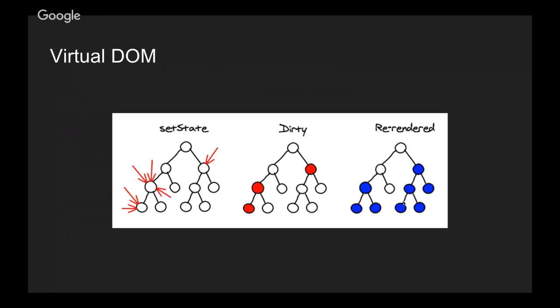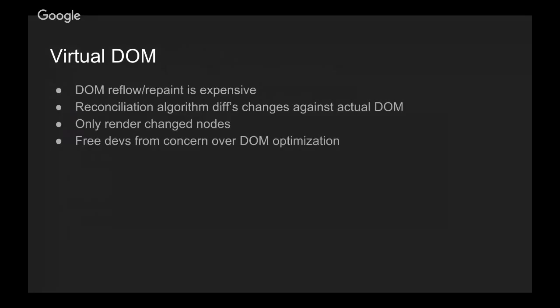And so what this virtual DOM essentially is, is a reconciliation algorithm. It's a diffing algorithm. So it maintains a representation of your DOM in memory. And then when that render function is about to be triggered, it figures out the differences between the previous in-memory representation of the DOM and the actual DOM, and then it only renders what's changed. So basically, it frees devs from being concerned about optimizing reflows and repaints. Again, it's important, but it's not nearly as important as the other things.